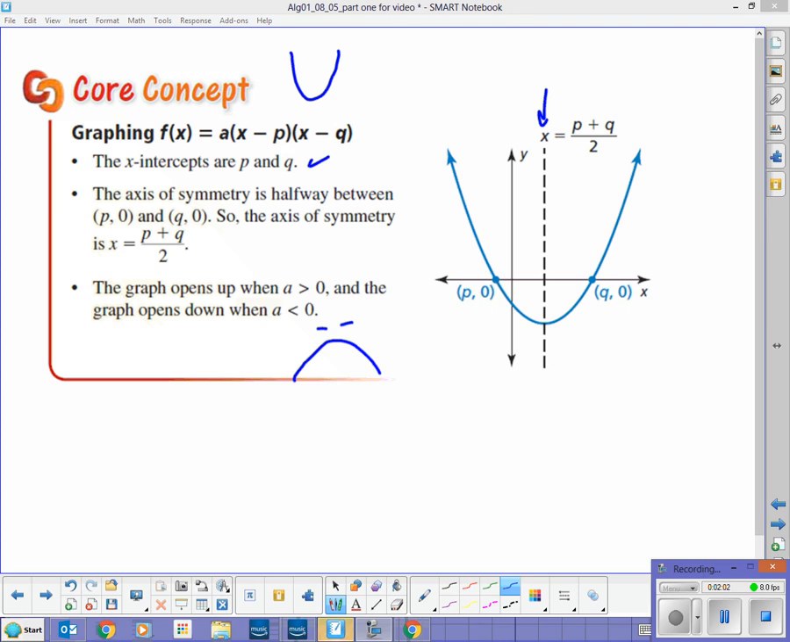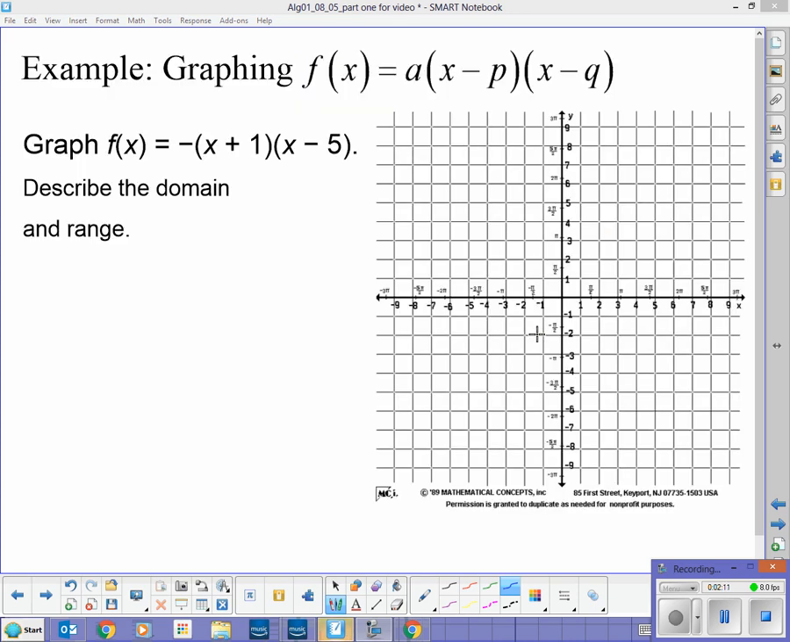You can also use this axis of symmetry to calculate the vertex if you want to sketch this out, and that's what we're going to do. The first thing here is we want to graph negative 1 times x plus 1 times x minus 5, then describe the domain and range. I can see that my x-intercepts are going to be negative 1 and positive 5.